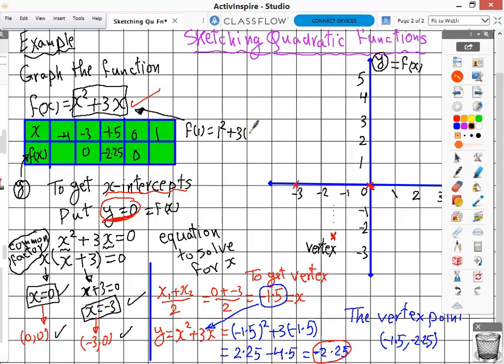Okay, then 1 power 2 plus 3 multiplied by 1, it will be what? 4. Then here is 4. What about f of negative 4? Can you tell me?